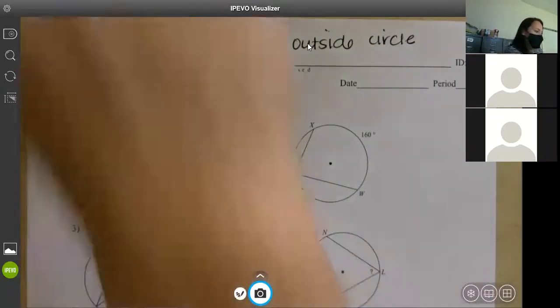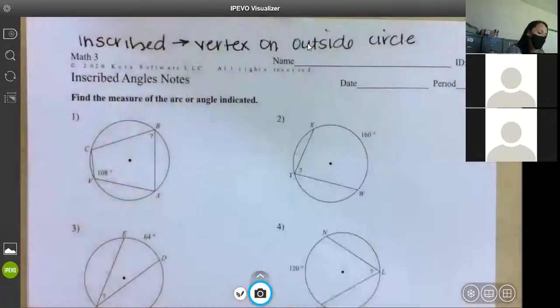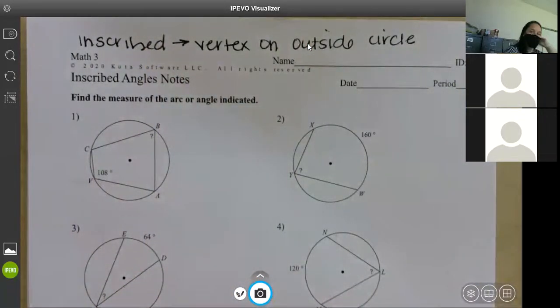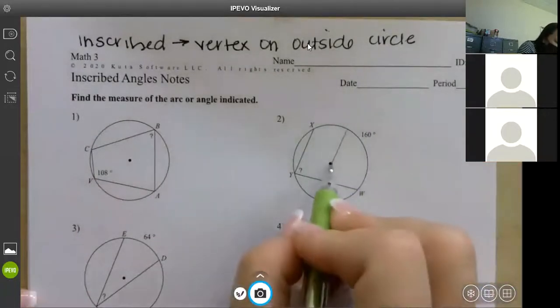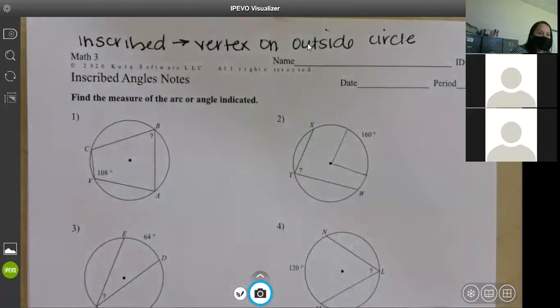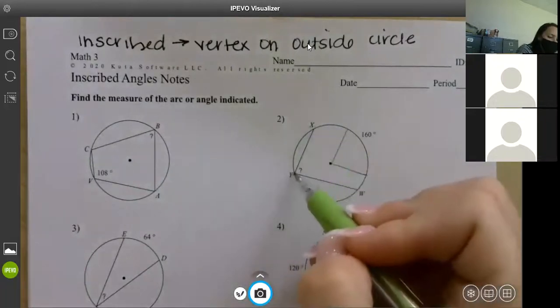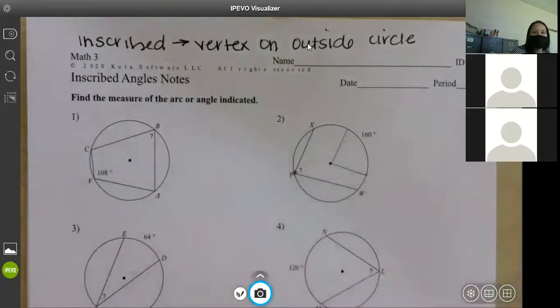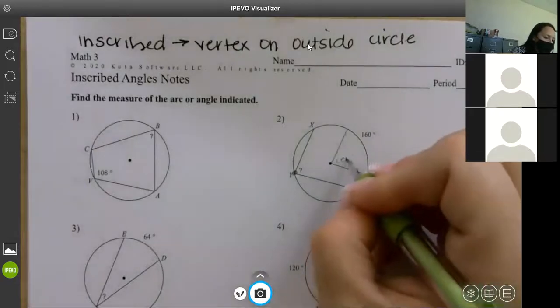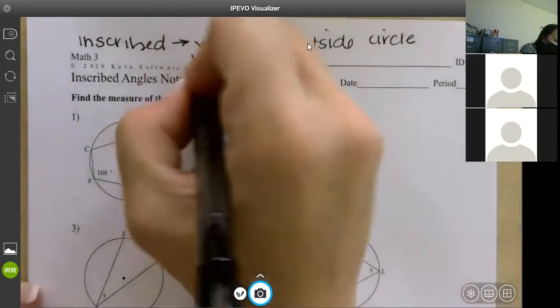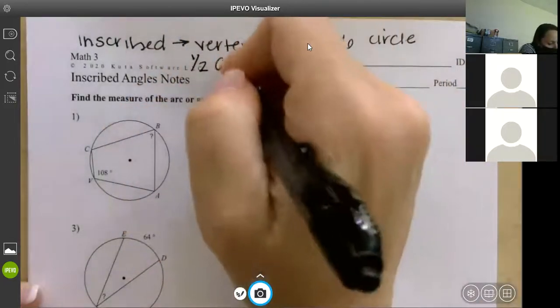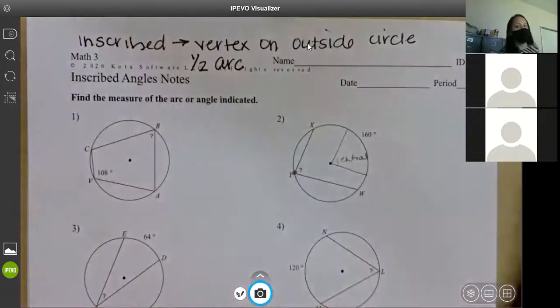So if you look yesterday, I'm just going to give you an example real fast. I'm going to erase this off, so you don't have to draw it. If you want to, you can. This is a central angle that I just drew, and inscribed, the vertex is on the outside of the circle. So that's the difference. This one is central. So central is the same as the arc. Inscribed is half the arc. Inscribed is half the arc.